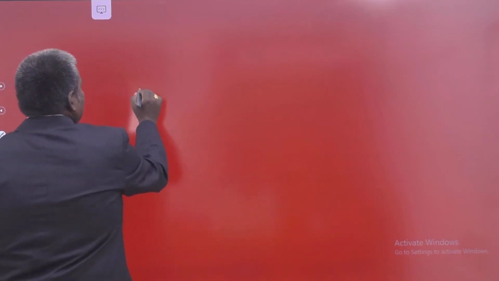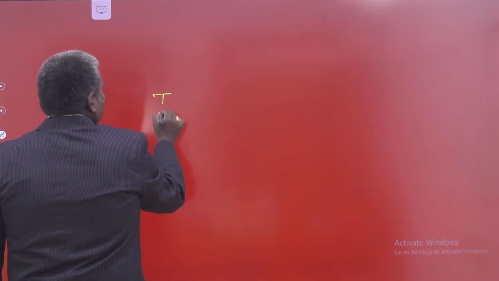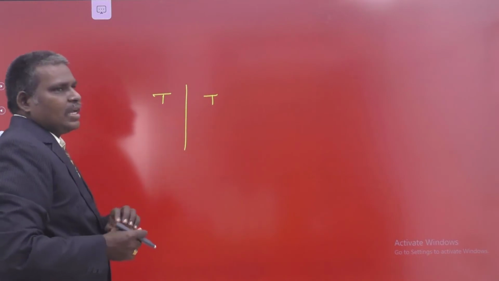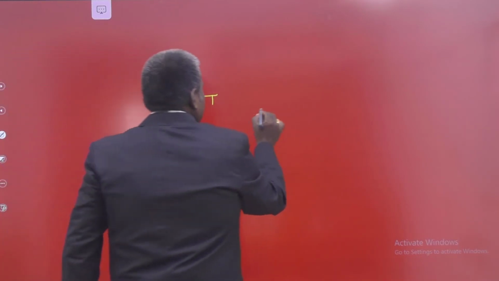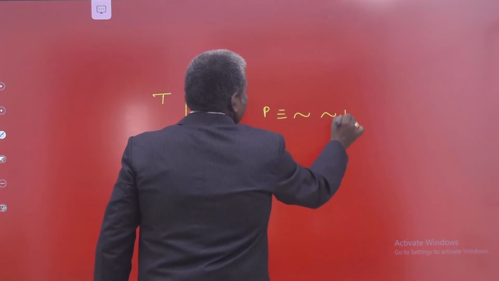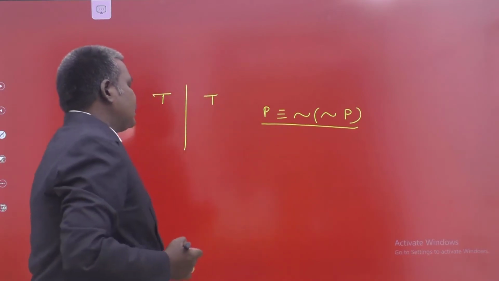Again we have the equality of the two statements. Mathematically, they are equivalent if their truth values are equal. If the truth values of the two statements are equal, then they are said to be logically equivalent. We already discussed the example: P is equivalent to negation of negation of P. These two are mathematically equivalent.